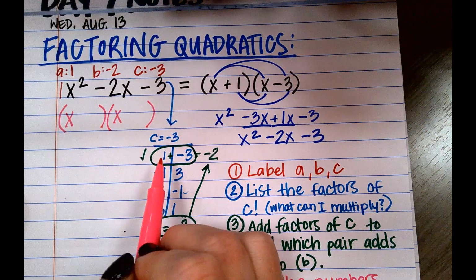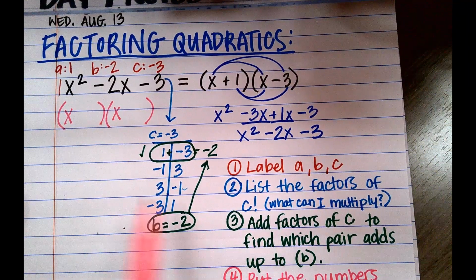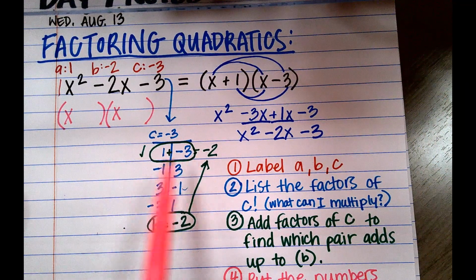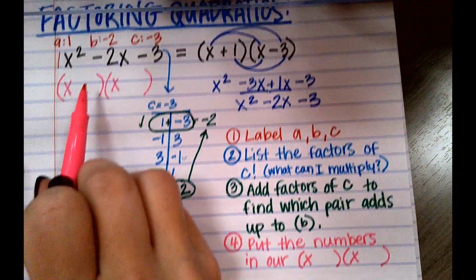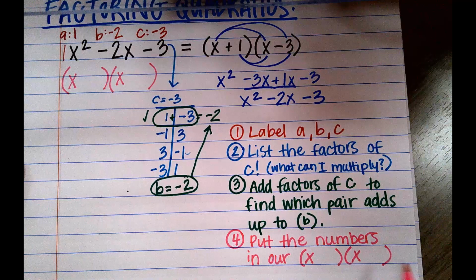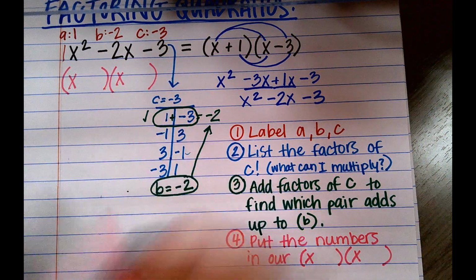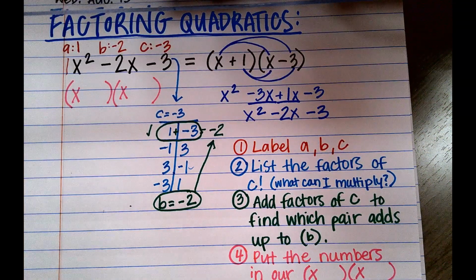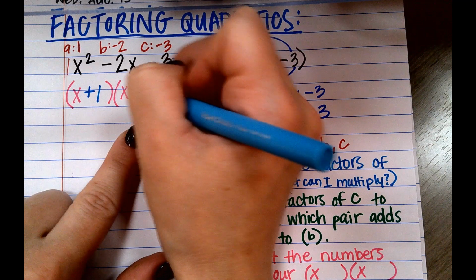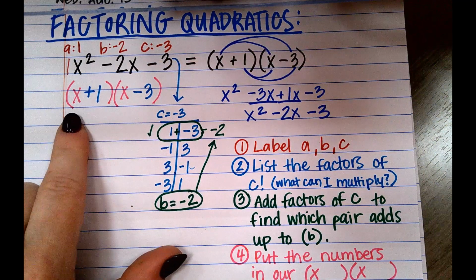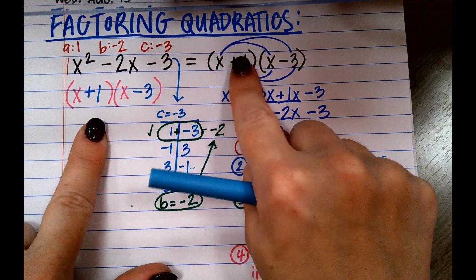And what we just figured out by doing the factors of C and adding them to see which one adds up to B is we found our factor numbers. So over here, just like I said, put the numbers in our x parentheses. I have positive 1 and negative 3. So my answer is going to be positive 1, so plus 1, and negative 3, minus 3. You just factored a quadratic. See how we got that?